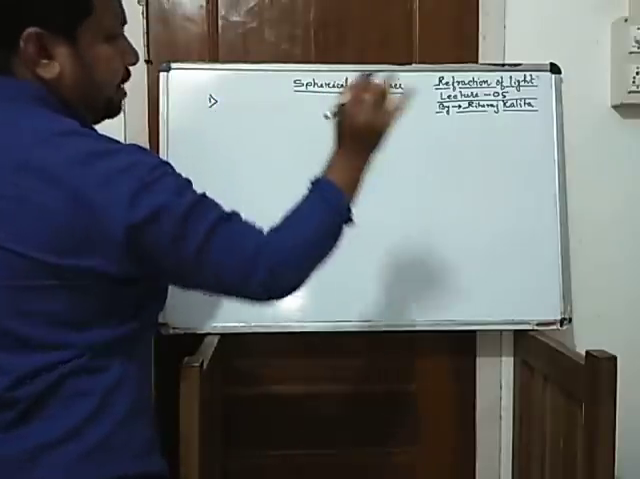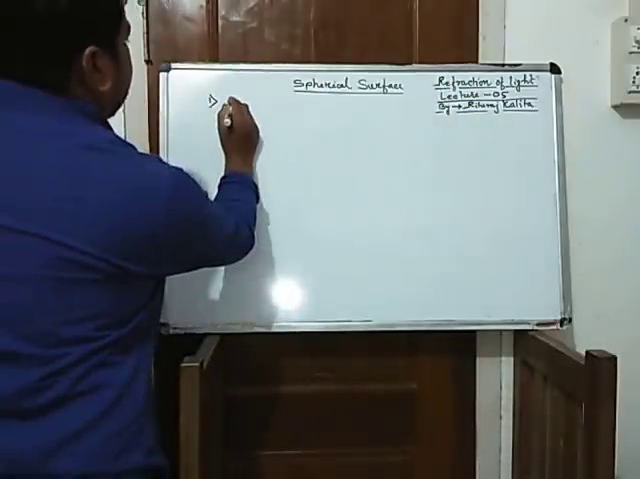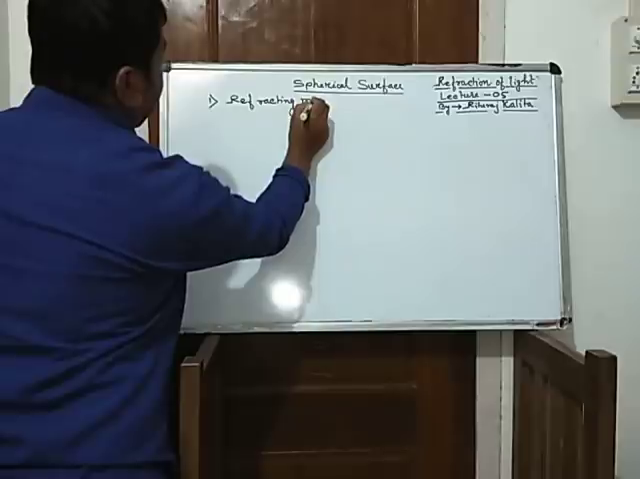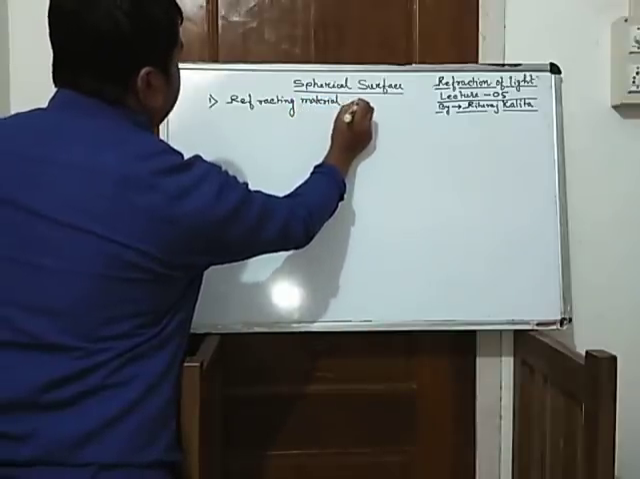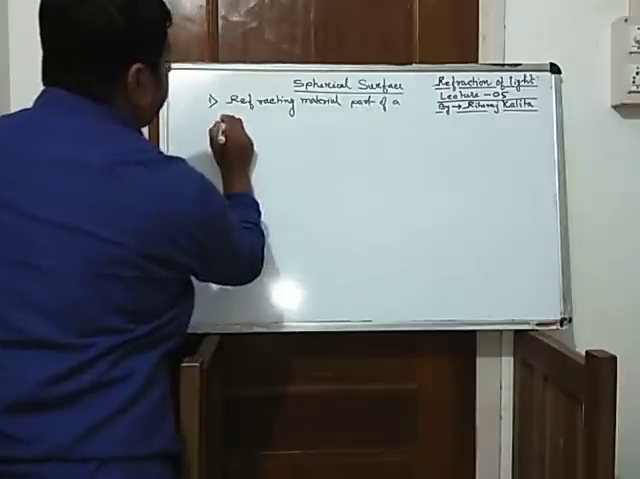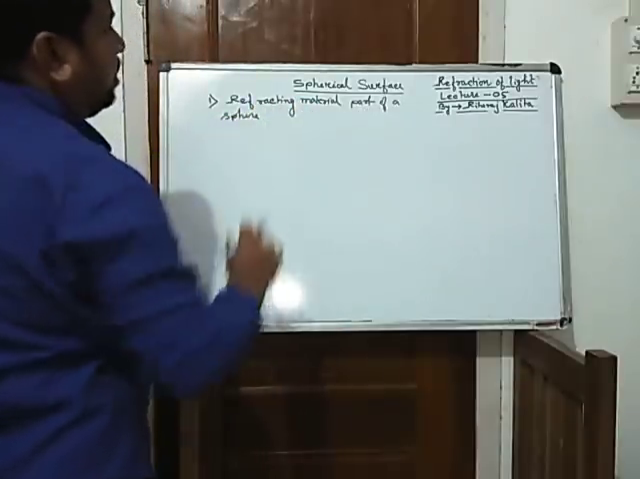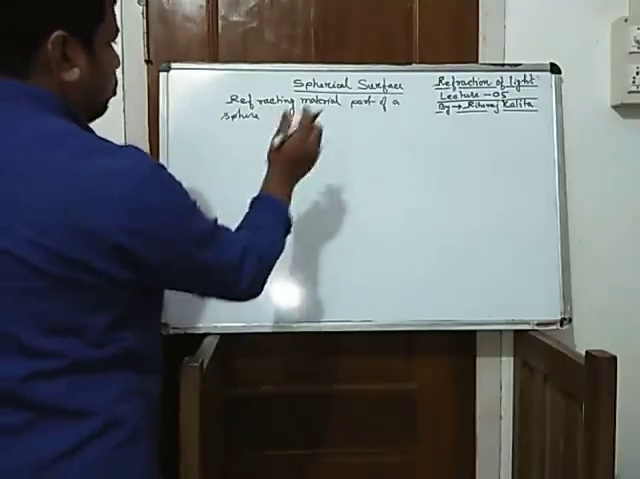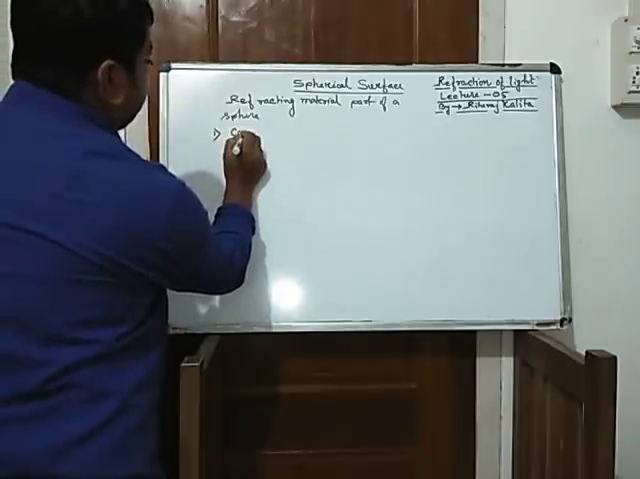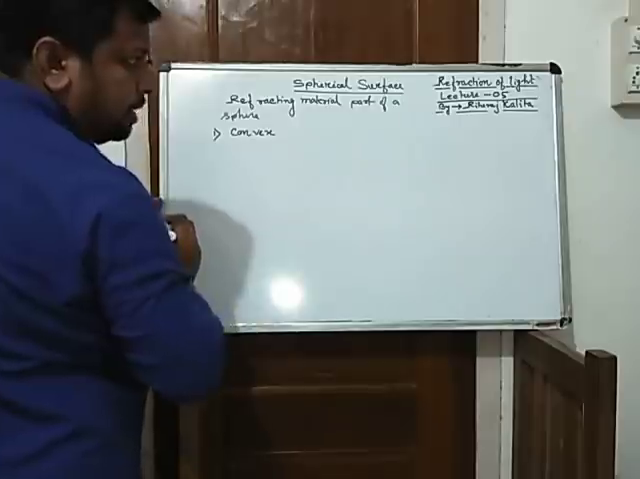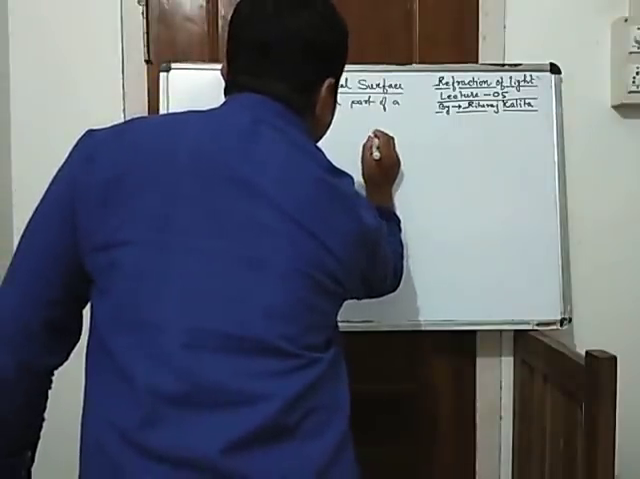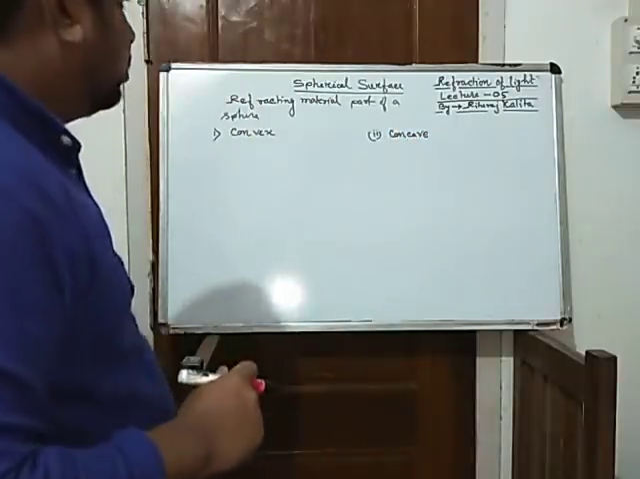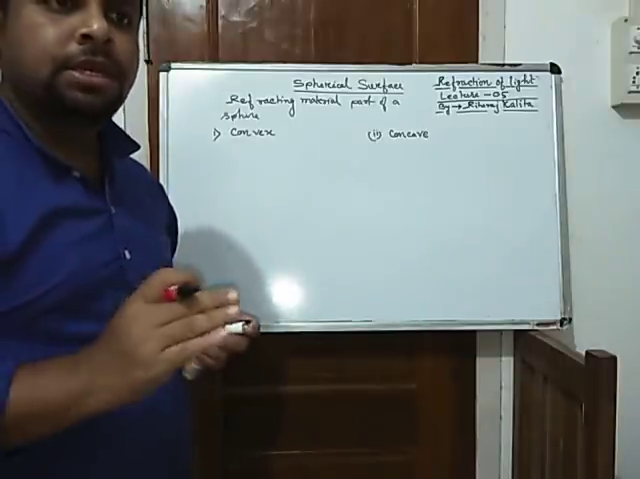First, what is spherical surface? The refracting material, a part of a sphere, is known as spherical surface. We get two types of spherical surface. First one is convex spherical surface, and second one is concave spherical surface. A spherical surface separates two transparent media.